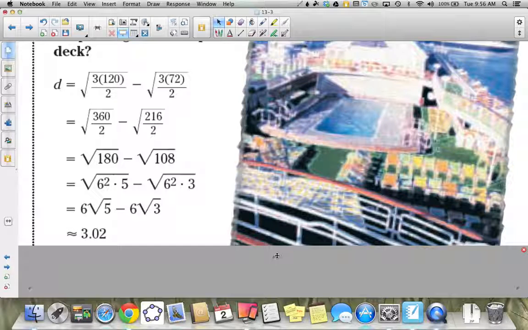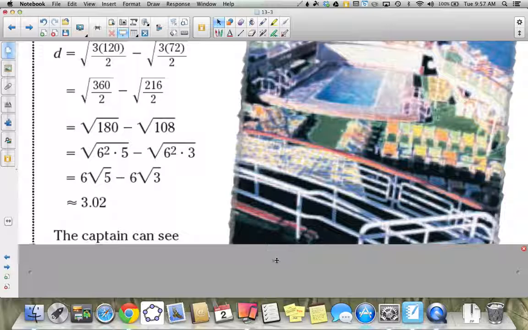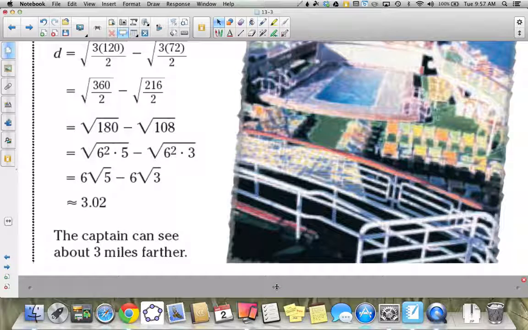Using a calculator, 6 radical 5 minus 6 radical 3 is approximately 3.02. So the captain can see about 3 miles farther than the passengers at the pool deck, which is just fitting because he's the one navigating the ship.